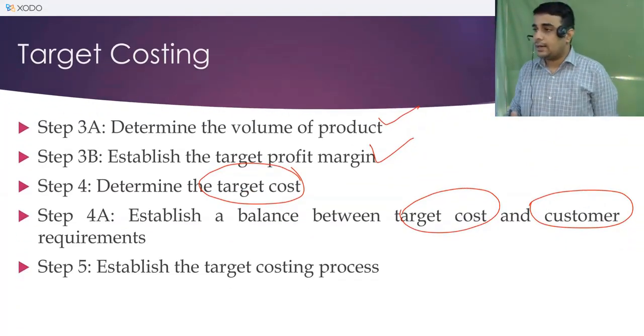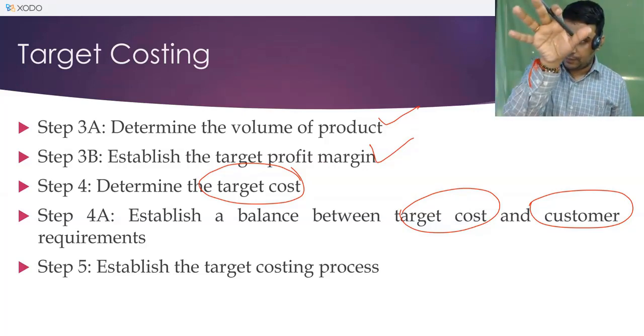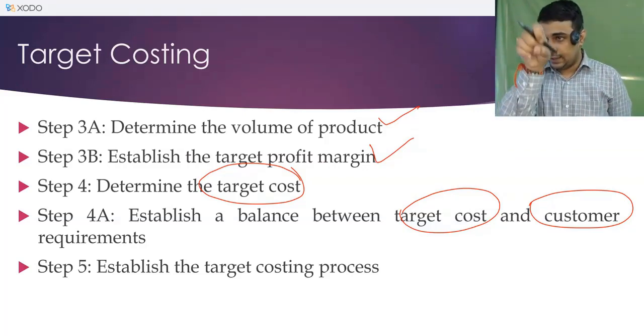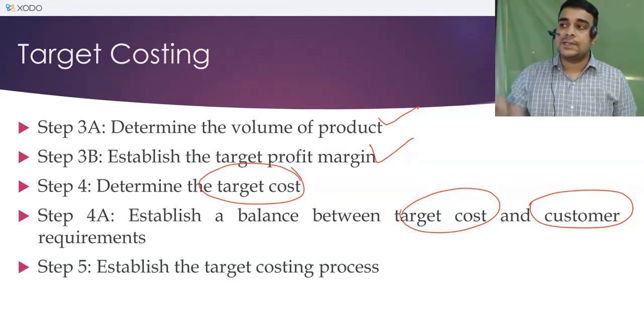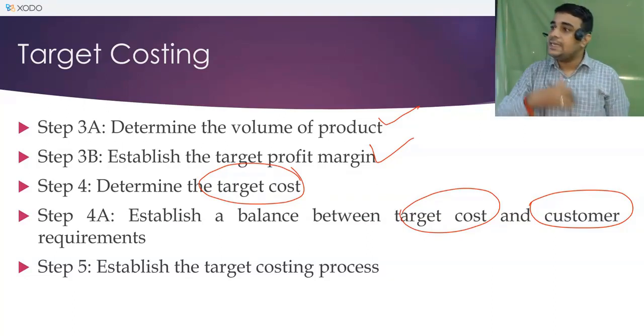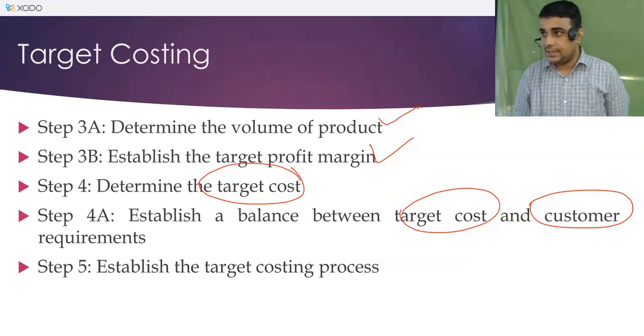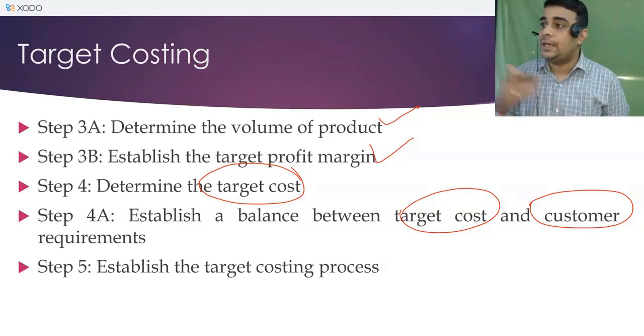Then establish the target costing process. What is the target costing process? It is what you have been doing. Getting into the target selling price, getting into the volume, getting into the profit, getting into the target cost. After this comes the most important part. Measure the actual cost, and then there will be a series of design iterations. Tata Nano would have gone through multiple iterations of design.